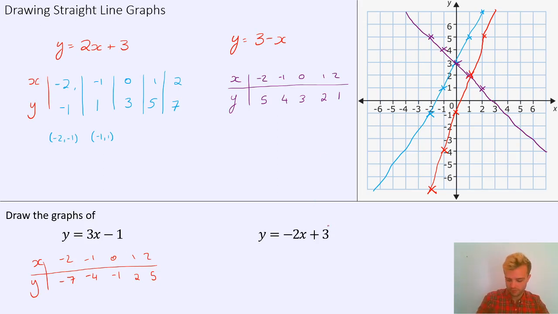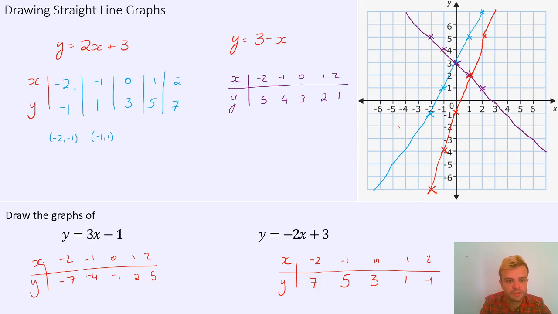And then final one, I'll do this one in red as well. Same values for x, -2, -1, 0, 1, 2. And for y, that's what we've got to work out. So -2 times -2 is +4, because it's a minus times a minus, and 4 plus 3 is 7. -2 times -1 is +2 for the same reason, plus 3 is 5. -2 times 0 is 0, plus 3 is 3. -2 times 1 is -2, plus 3 is 1. And -2 times 2 is -4, plus 3 is -1.